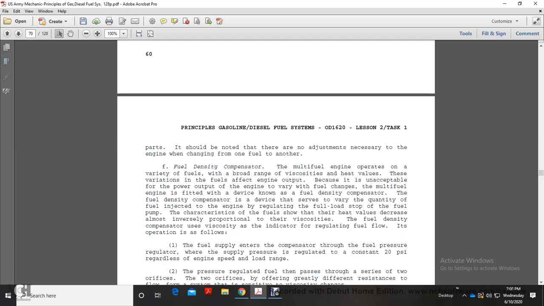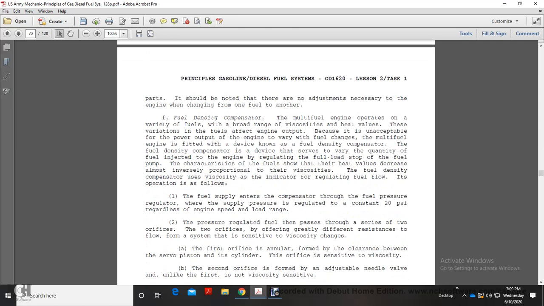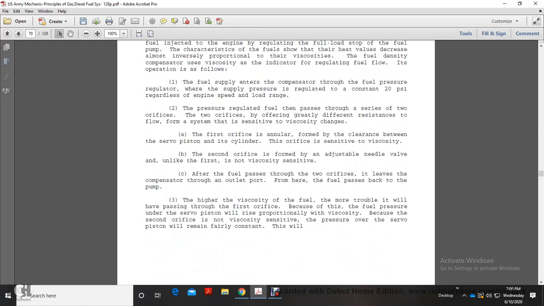The fuel density compensator is a device that serves to vary the quantity of fuel injected by the engine, regulating fuel load at the fuel pump. The character of the fuel shows the heat value decreasing almost inversely proportional to viscosity. The fuel density compensator is a viscosity indicator regulating fuel flow. The operation is as follows.